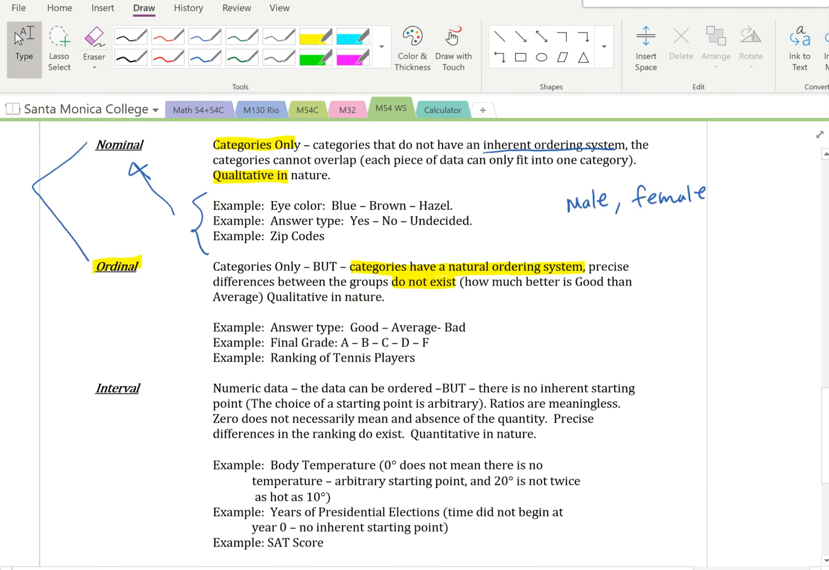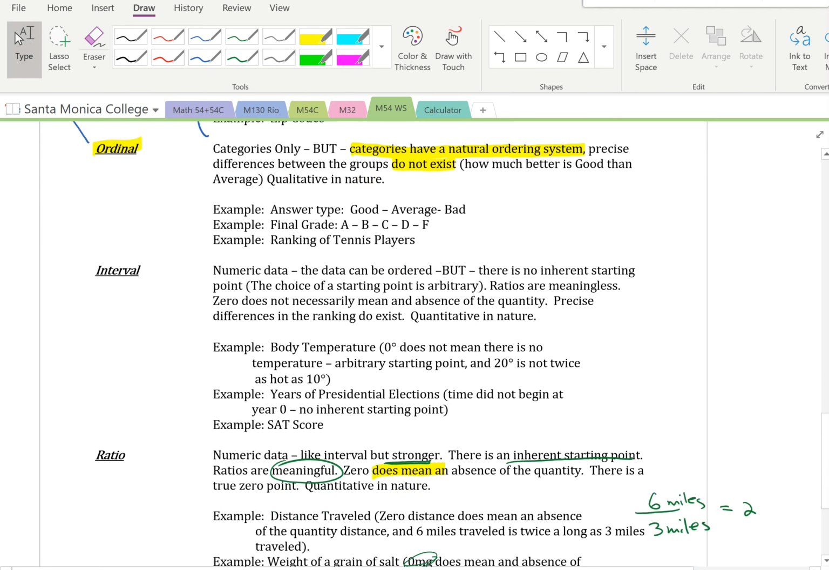Next is interval and ratio. Interval and ratio are both quantitative variables. They're both numerical in nature. So let's talk about the difference. For an interval variable, the data can be ordered, but there is no inherent starting point. The choice of starting point is arbitrary.